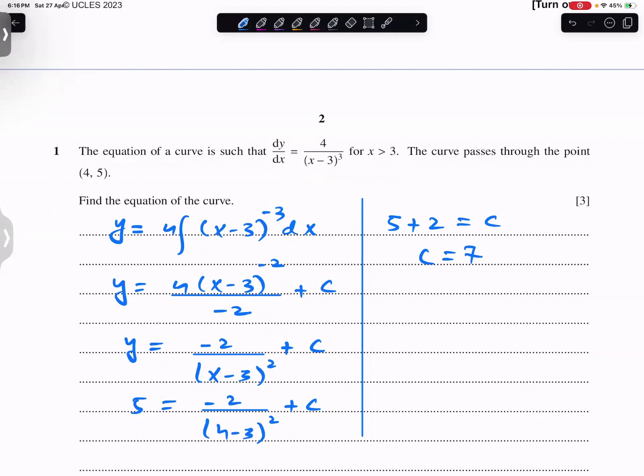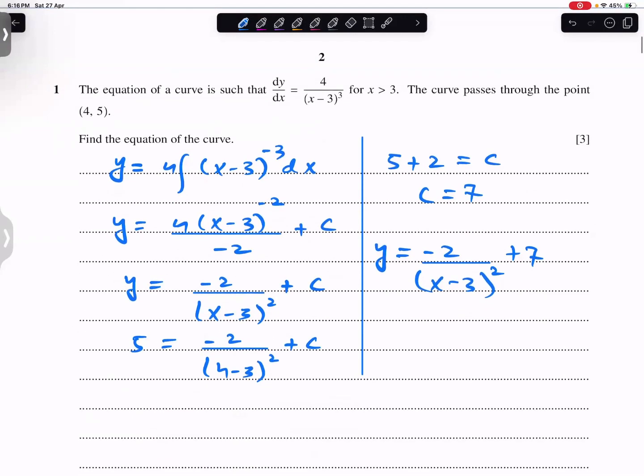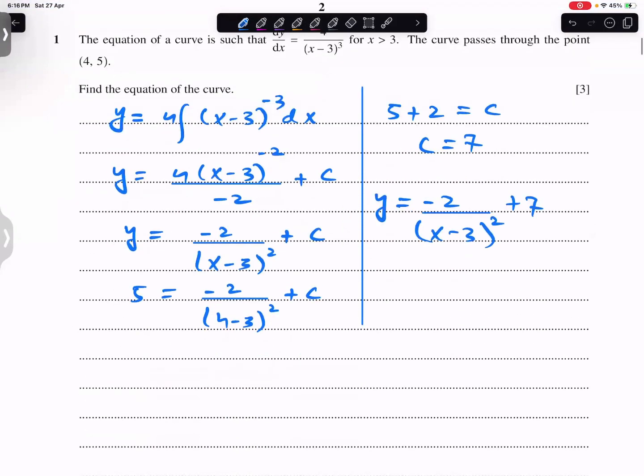So the equation of the curve will be y is equal to minus 2 over (x minus 3) whole square plus 7. This is my equation of the curve.